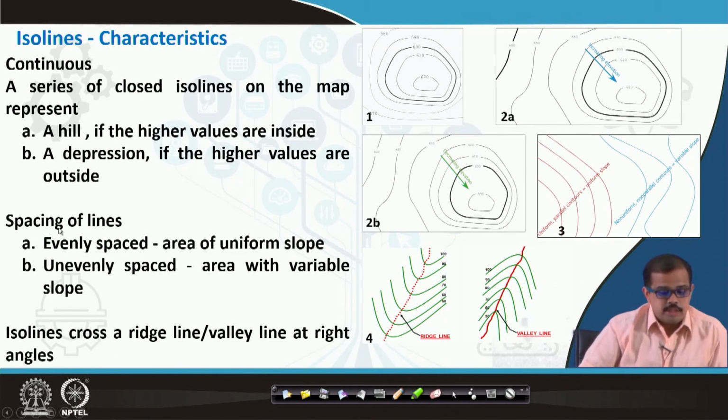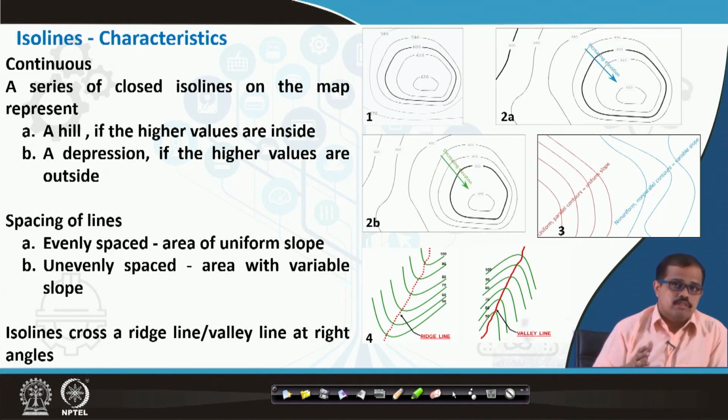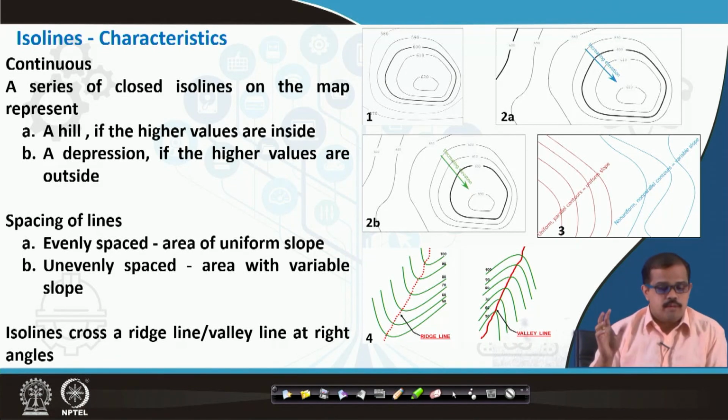Okay. Then spacing of lines. There are people who have developed isolines, who have developed contours, but a very important point they forget is how you space a line. A line should be evenly spaced in an area of uniform slope. So, that is extremely important. The slope should be extremely uniform.